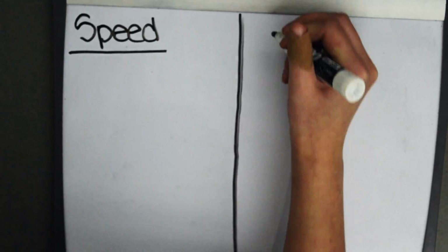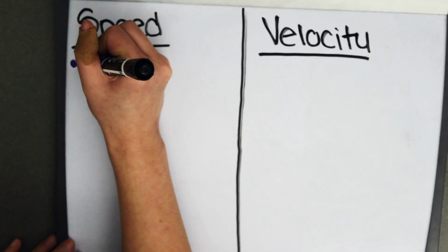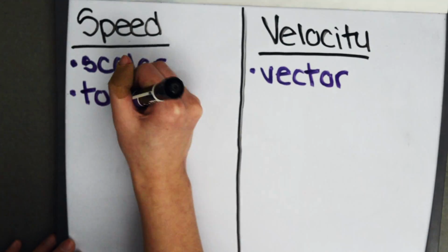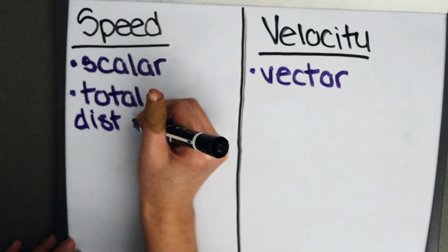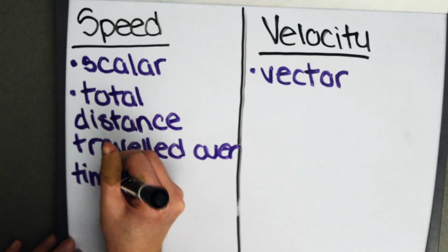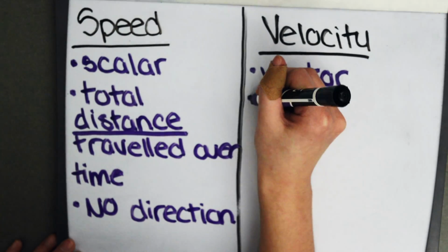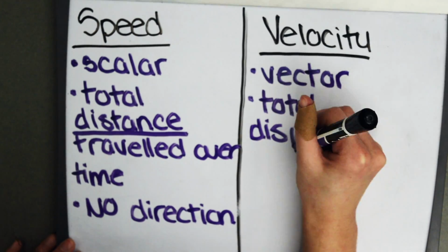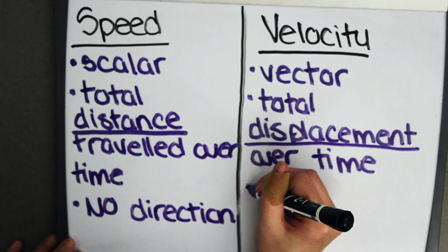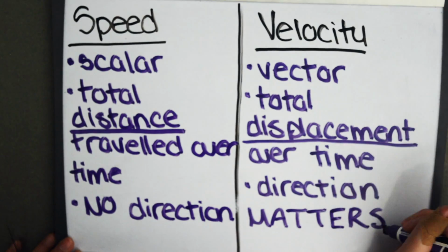In the same way, speed and velocity are also similar in their definitions, but are separated due to directionality. Speed is a scalar property, and is defined as the total amount of distance covered in a specific amount of time. Direction of motion does not matter in speed calculations. In contrast, velocity is a vector property, and direction plays a huge role in its calculation. Velocity is defined as the total displacement covered within a specific amount of time.